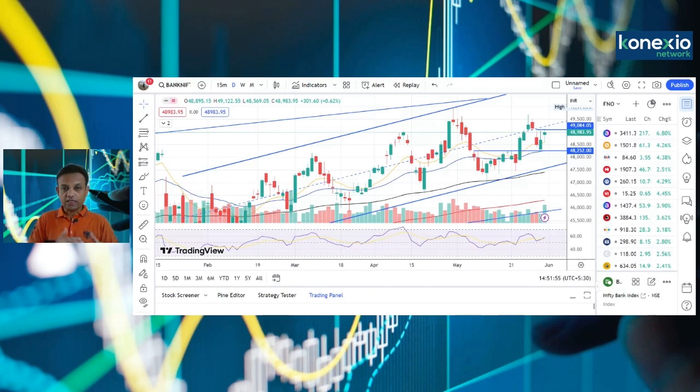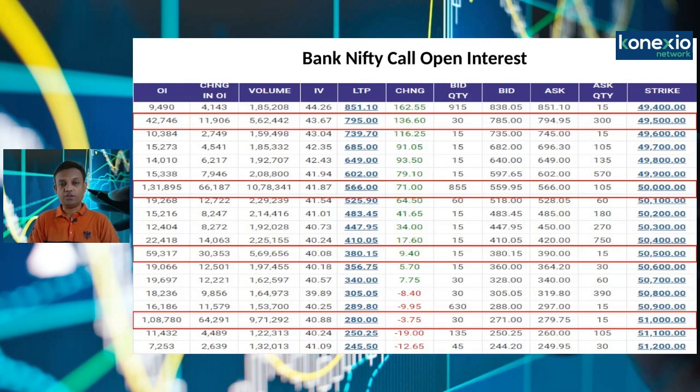Buy on supports, and the strategy should be sell on resistance. This should be the strategy. And again, I would like to say next week is going to be highly volatile, so one should trade with strict stop losses. So, friends, now let us discuss the derivative data of Bank Nifty calls.